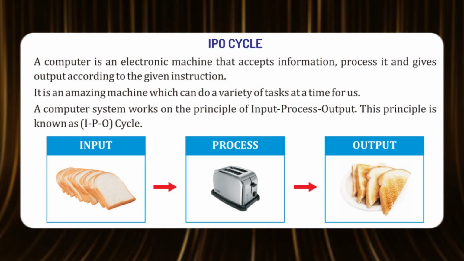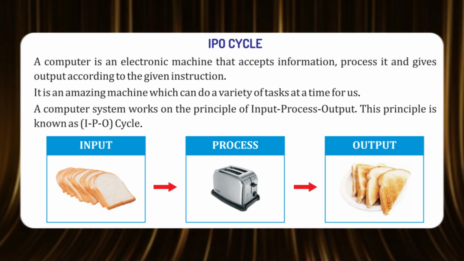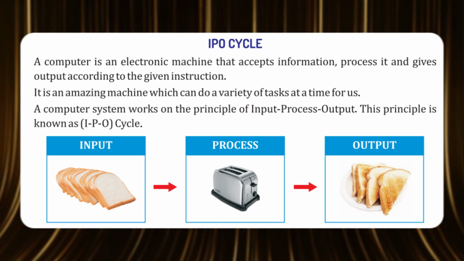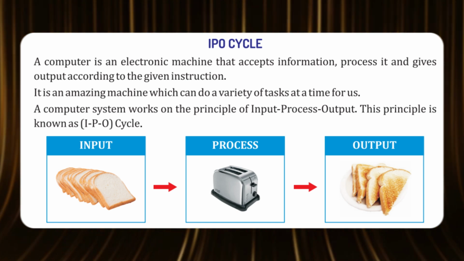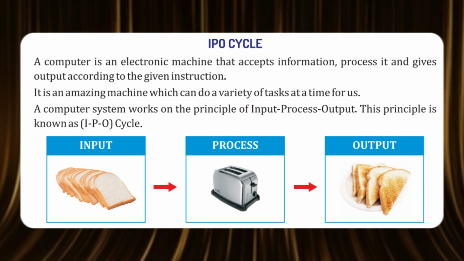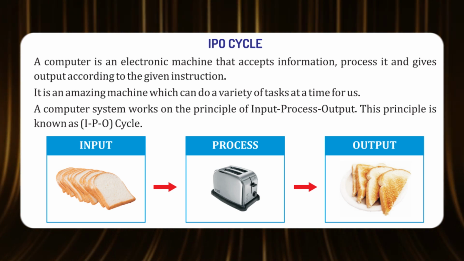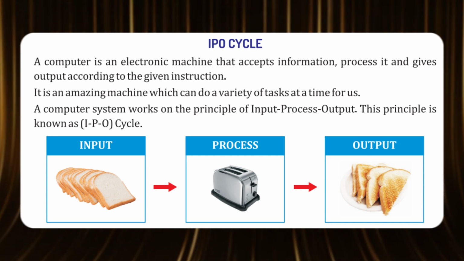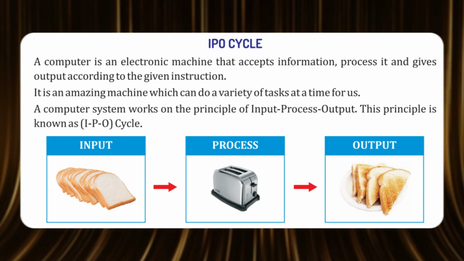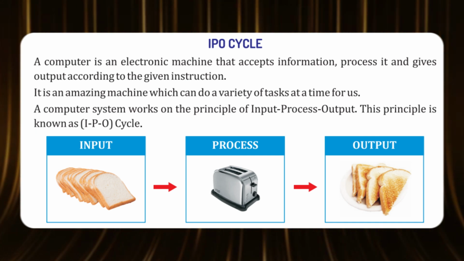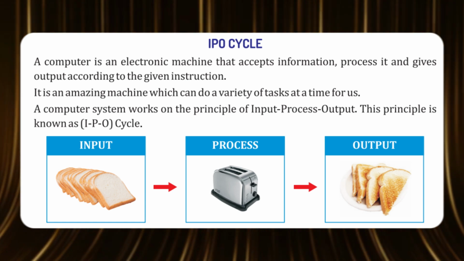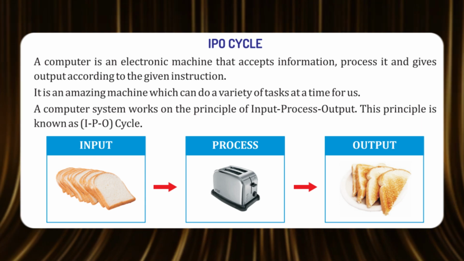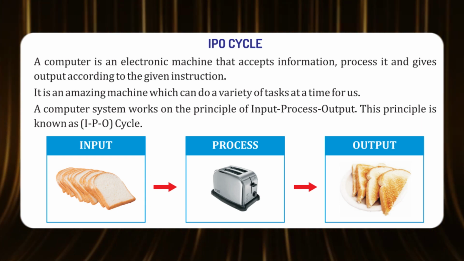IPO cycle. A computer is an electronic machine that accepts information, processes it, and gives output according to the given instruction. It is an amazing machine which can do a variety of tasks at a time for us. A computer system works on the principle of input, process, output. This principle is known as the IPO cycle.